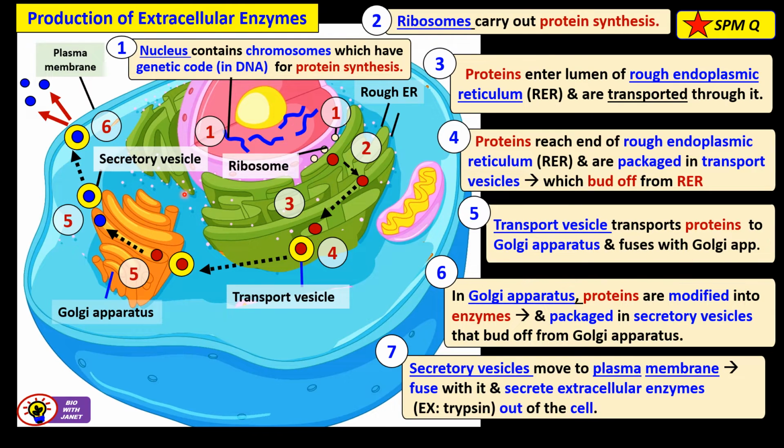Now, what's the function of secretory vesicles? They move to the plasma membrane, fuse with the plasma membrane, and secrete the extracellular enzymes such as trypsin out of the cell. So all these may involve 10 marks. Full marks may be 10 marks, 8 to 10 marks.